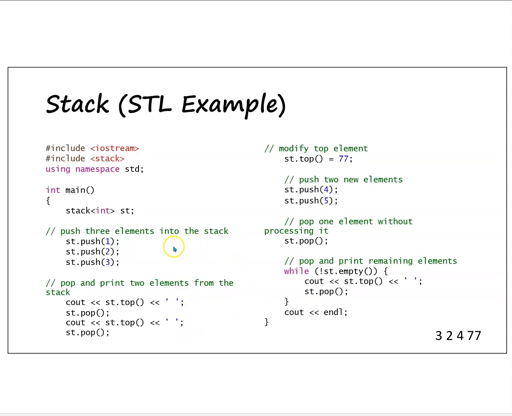So here's a very simple example. We push 1, 2, and 3 on the stack. We're going to print out the top, which would be 3, because remember it's a LIFO. We're going to pop it, and then we're going to print the next item, which would be 2, which is also a LIFO. We pop it. We're going to modify the remaining element and make it 77 instead of 1. We're going to push 4 and 5, so 5 would now be on the top of the stack. We're going to pop the first one, and then we're going to go through and print the rest, which would be 4 and 77.